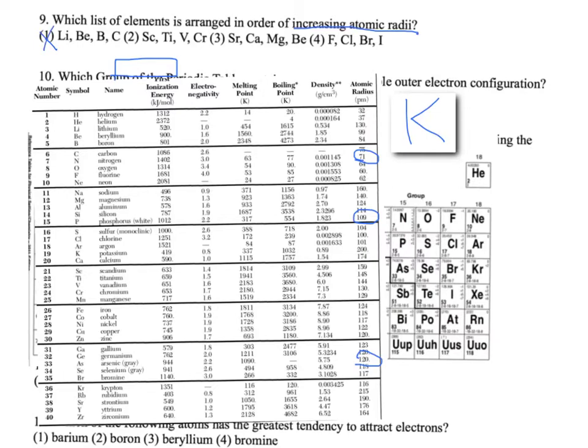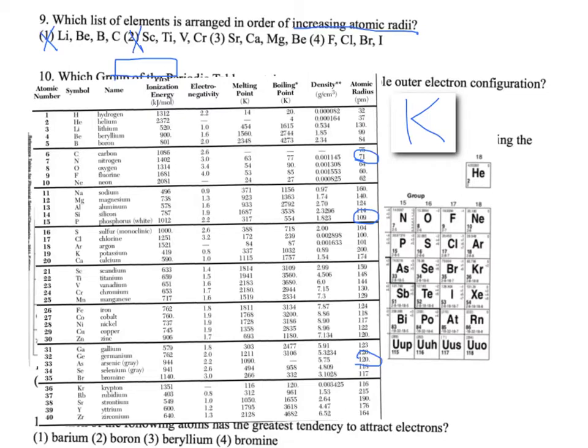Next we have scandium, titanium, vanadium, and chromium. We can see these elements are listed right here. And here we can see that the atomic radius of these elements is again decreasing. So that's not the appropriate choice.